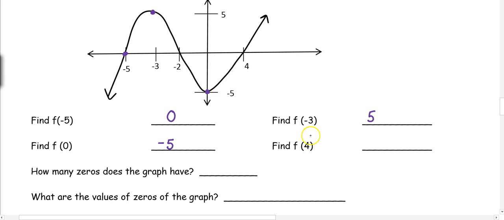And then f of 4. So here's 4, my x value. Here's my graph that's along the x-axis. So my y value would be 0.